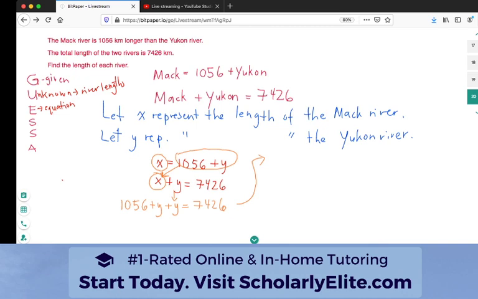So in this case, the letter that's left is y. To simplify this, 1056 plus 2y equals 7,426. Excellent. And now we're just going to be isolating for y by moving this over to the other side. So that's going to be 2y equals 7,426.